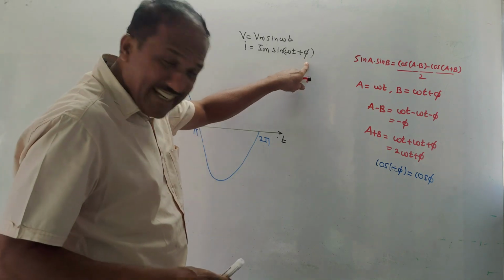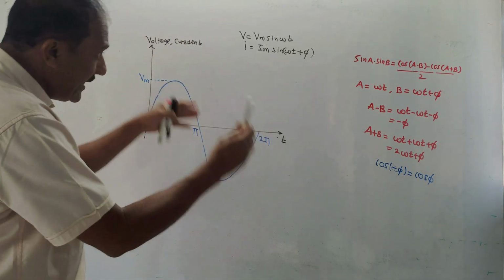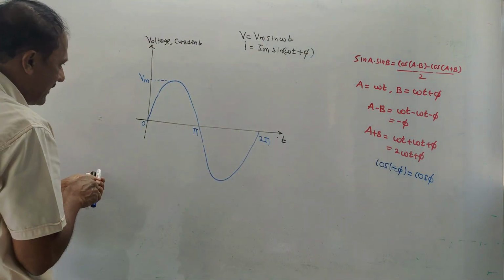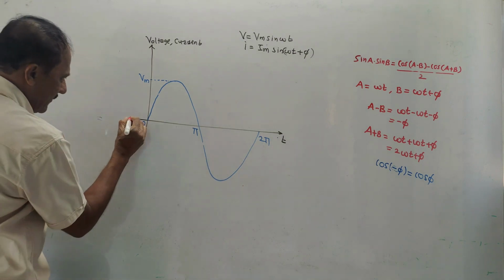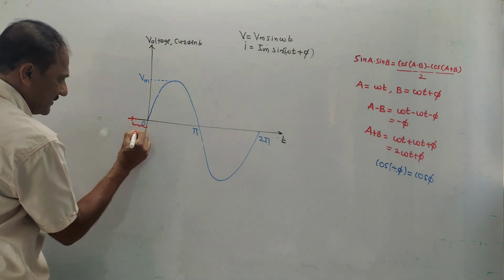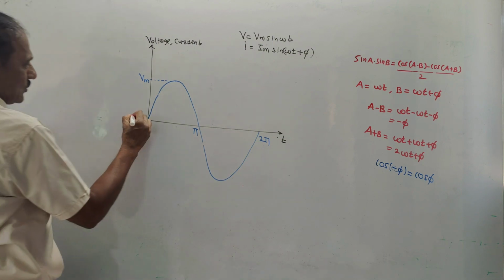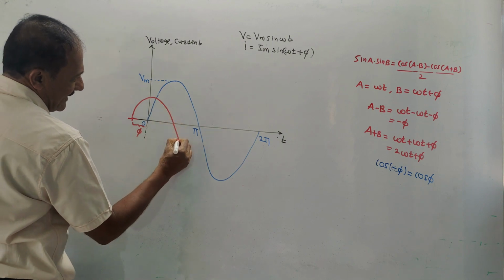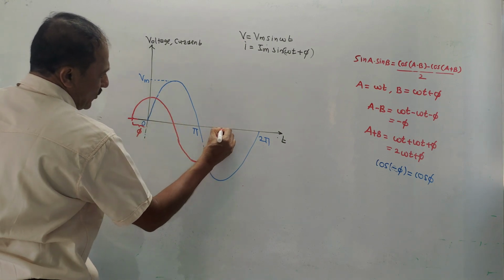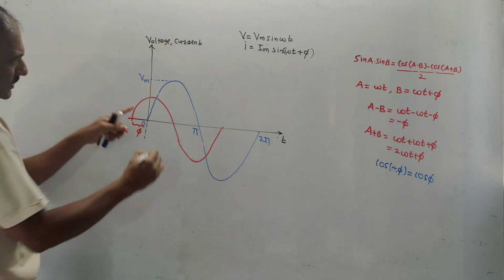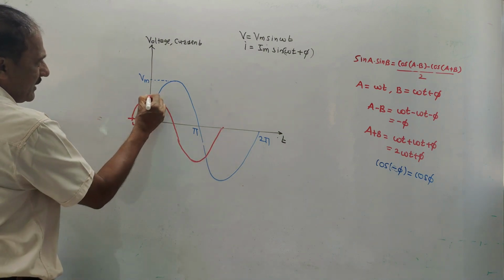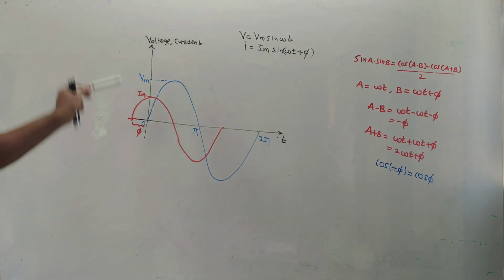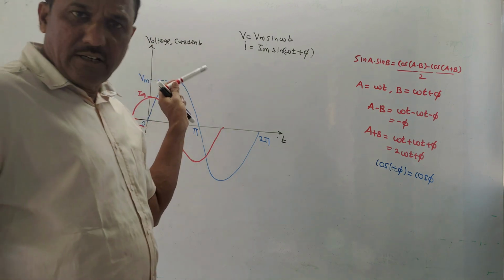Now current is leading voltage by an angle phi. Leading means the current waveform should start earlier than the voltage waveform by an angle phi. So I will draw the current waveform like this, starting from this value. This value I will denote by phi. So current waveform will start earlier than voltage waveform, and it will be like this. The amplitude of current is less than the voltage, so I have drawn less amplitude compared to Vm. So this maximum value is Im. So very simple trick. This is the way you can show the voltage and current waveform.